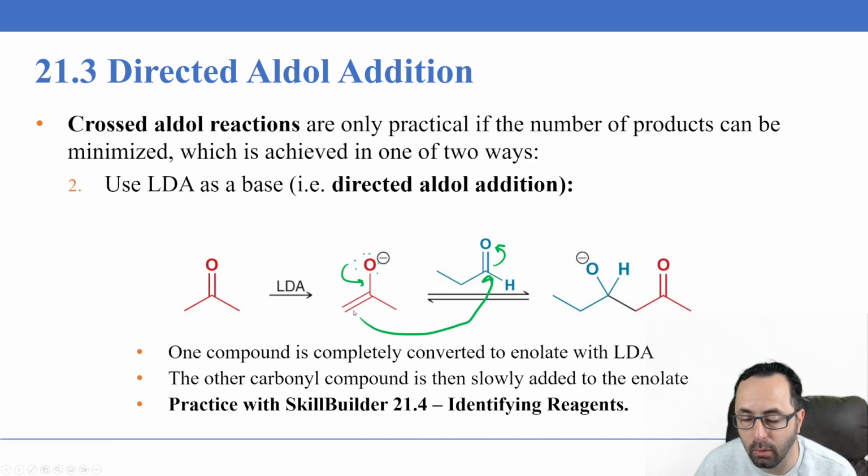So if we don't want to do it all in one pot, if we want to do it step by step, we can deprotonate the alpha hydrogen on a ketone or aldehyde with LDA, and then expose it to the other carbonyl reactant.